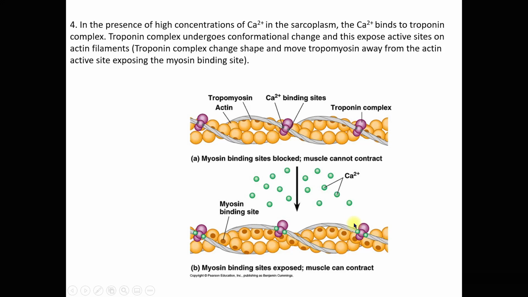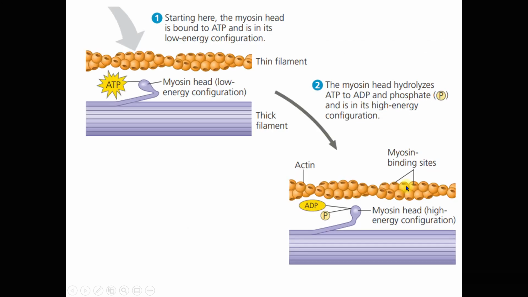The active sites here refer to the myosin binding sites. You can see this myosin binding site. Initially, it was being covered by the troponin complex. Binding of calcium ion to this troponin complex will change the conformation of the troponin complex, and this will expose the myosin binding sites on the actin filaments.